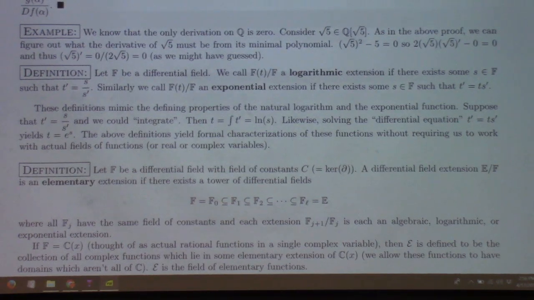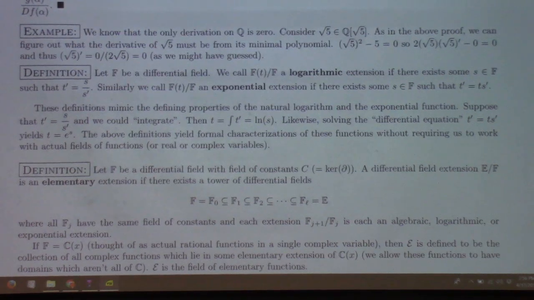So anyway, the above definitions yield formal characterizations of these functions without requiring us to actually work with fields of functions, right? And so here's the definition. Given a differential field with a field of constants C, a differential field extension is an elementary extension if there exists a tower of differential fields, like so, where each one of these extensions is either algebraic, logarithmic, or exponential.